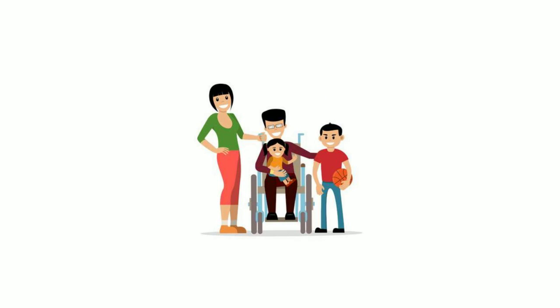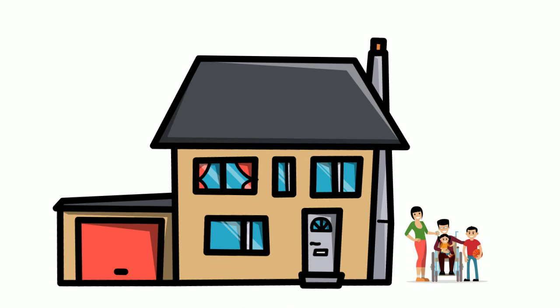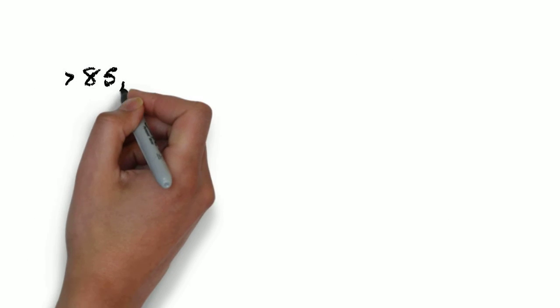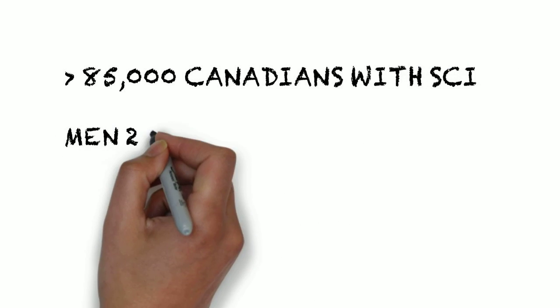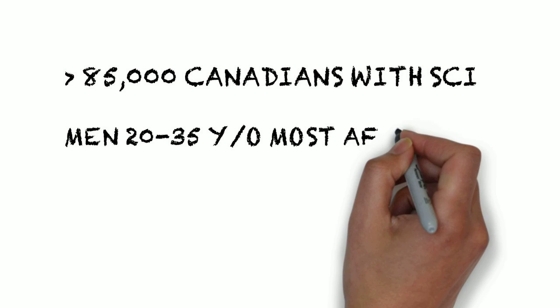John is currently living at home with his wife and children who help him to achieve his activities of daily living. John completes his breathing exercises every day to maintain his lung function and avoid respiratory complication. Unfortunately, John is not the only one affected by this type of injury. It is estimated that over 85,000 Canadians are currently suffering from spinal cord injury, with men between the ages of 20 and 35 being the most affected.